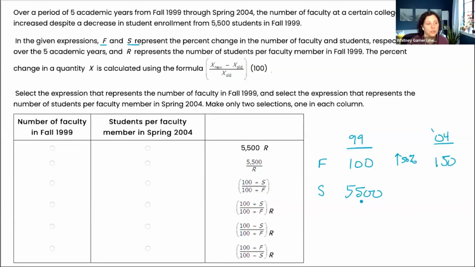Student enrollment is going to fall. I'll pick something simple again. So let's let student enrollment fall by something, not the same number. I don't want to pick the exact same thing. So I'm just going to let it fall by like 10%.